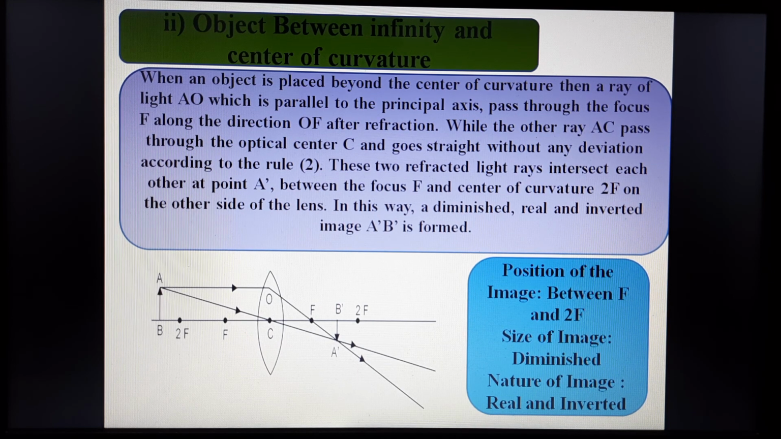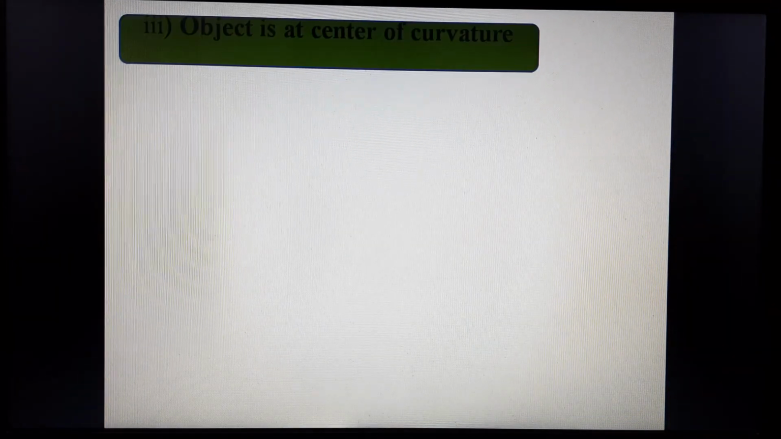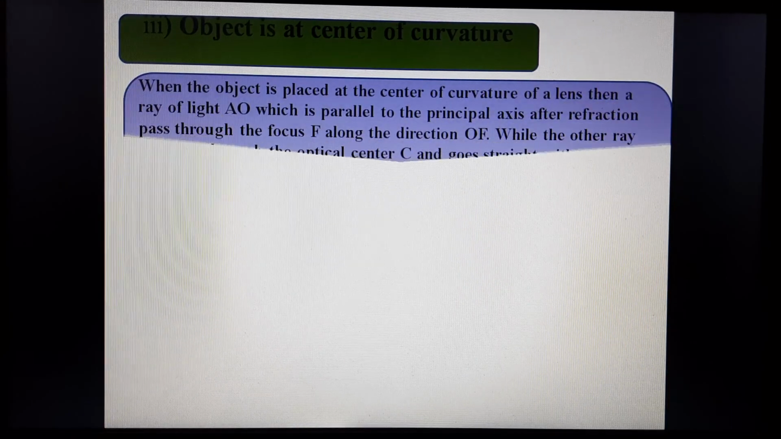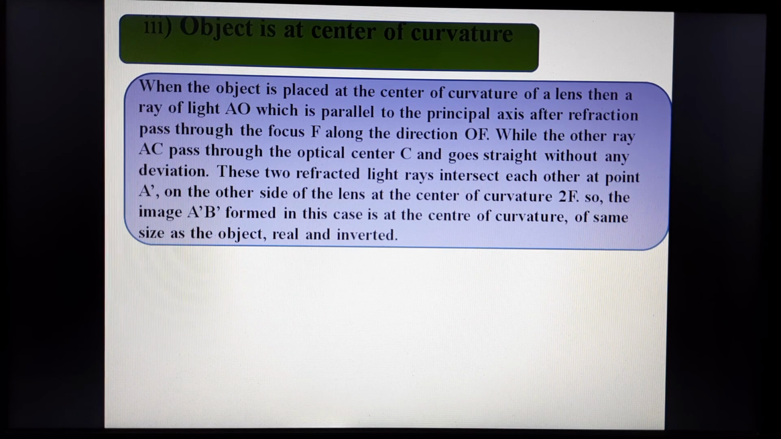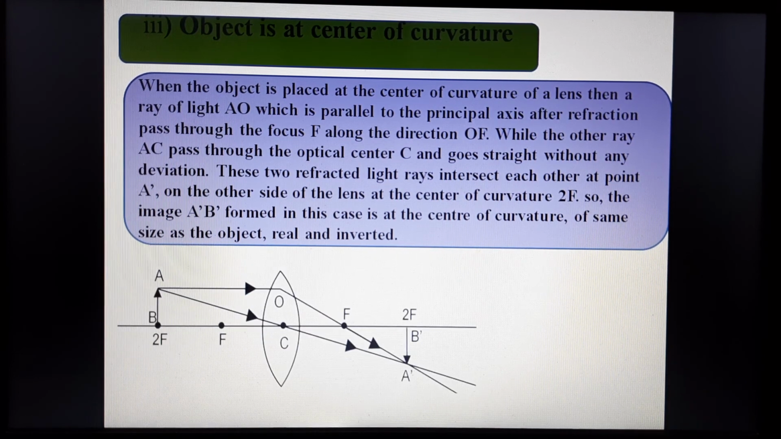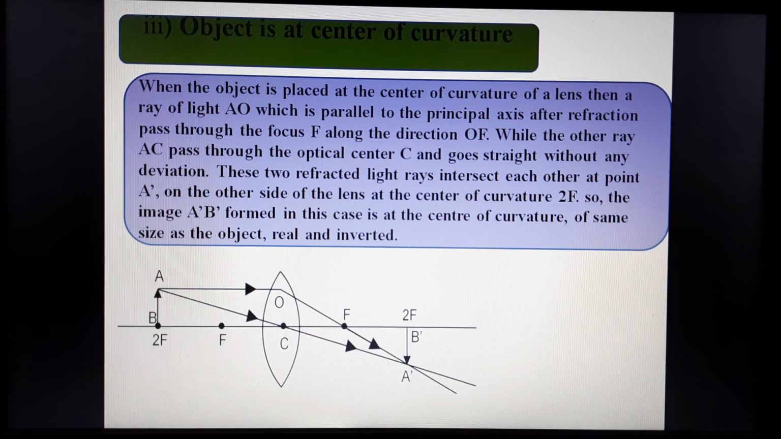Our number 3 position is when the object is placed at center of curvature. This is the ray diagram when the object is placed at center of curvature.